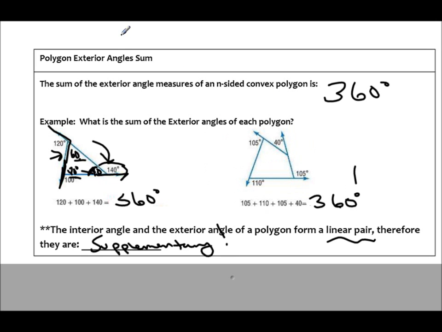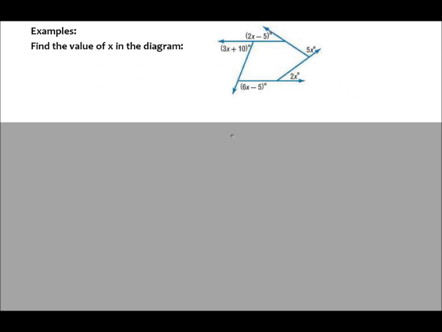Ooh, I'm excited. All right, so here, I know the exterior angle is 40, so the interior angle here would be 140. The exterior angle is 105, so the interior angle is going to be 75. And look what's happening here. I can figure out the interior angles by knowing the exterior.